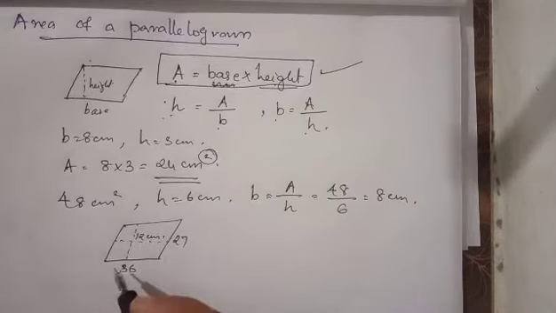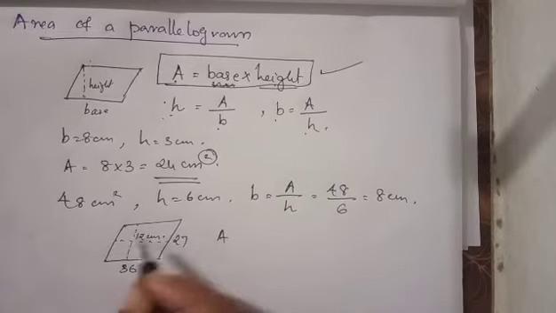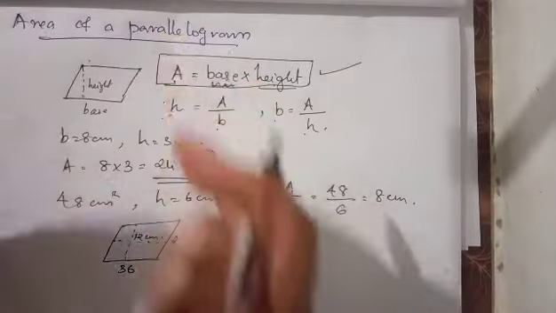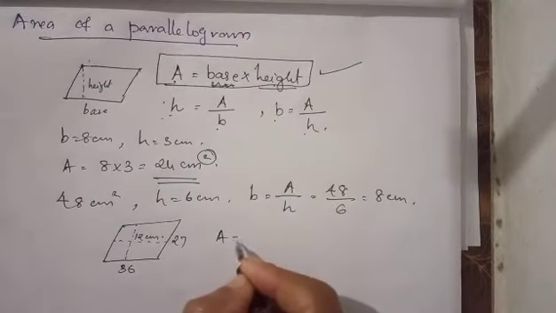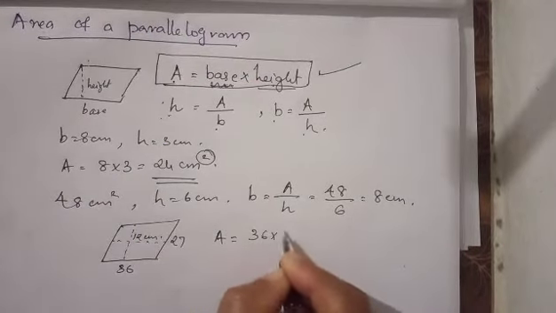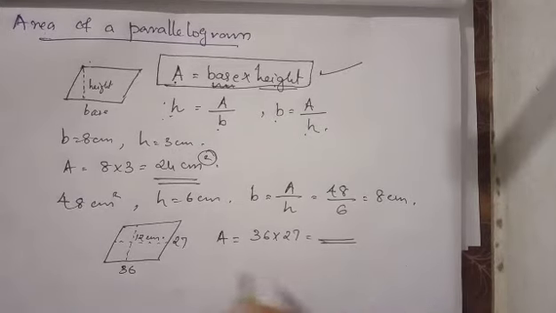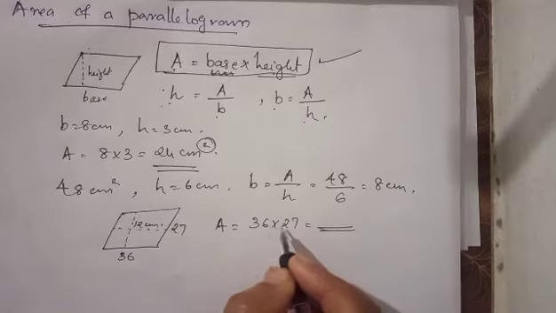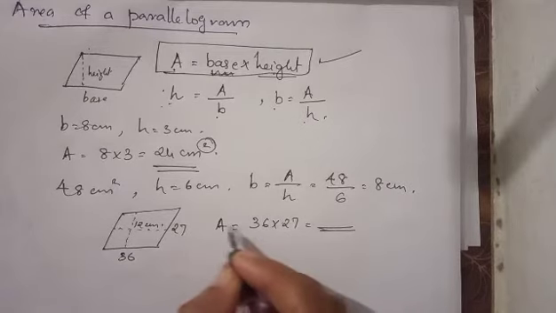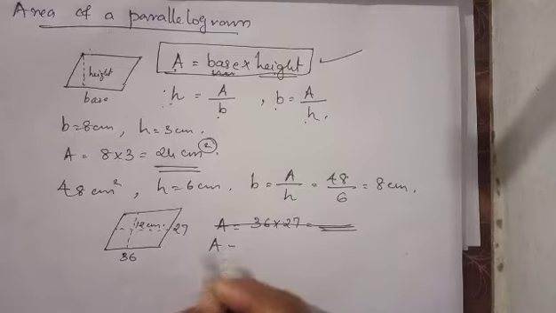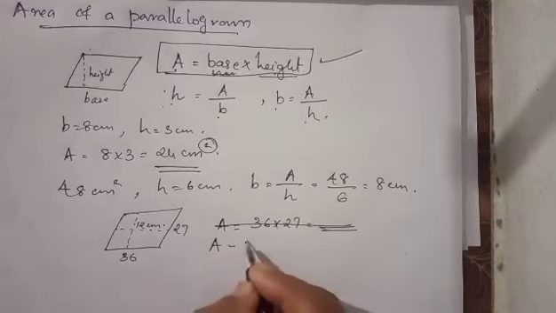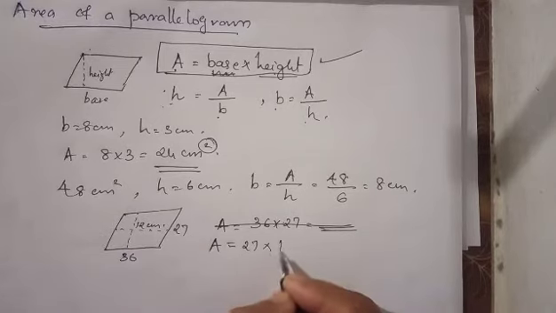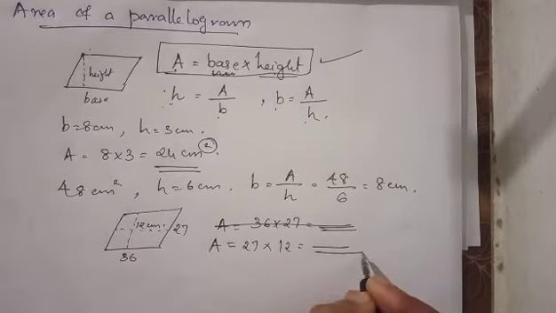So it is a parallelogram, we can find its area. When we are considering this way and this way, anyway the area will be same. Sorry, base into height now. This area is equal to base into height. This base 27 into height 12. Then you will get area.